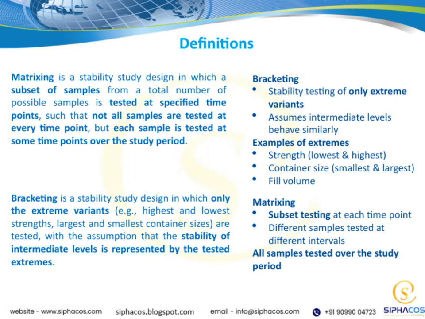On the other hand, bracketing focuses on testing only the extreme variants, such as the lowest and highest strengths or the smallest and largest container sizes. The key assumption here is that the stability of intermediate levels can be inferred from these extremes. For example, if the extreme strengths remain stable over time, we can reasonably expect the intermediate strengths to behave similarly. Both of these methods are useful tools in our overall stability testing strategy. They help us balance thoroughness with efficiency, ensuring we get the data we need without unnecessary testing.